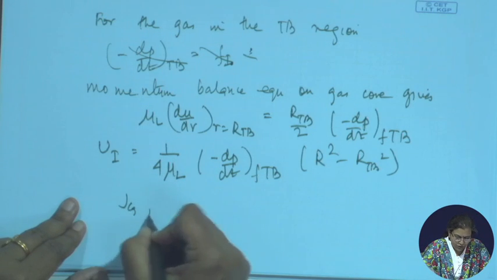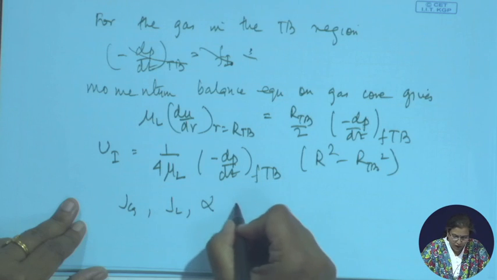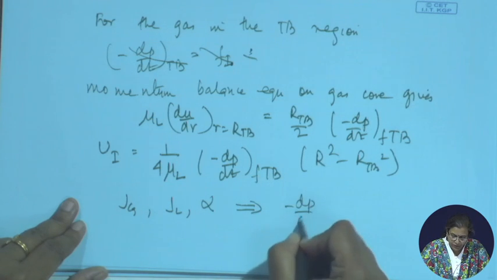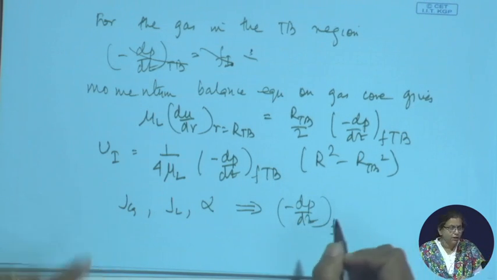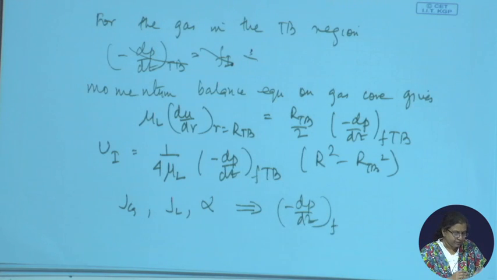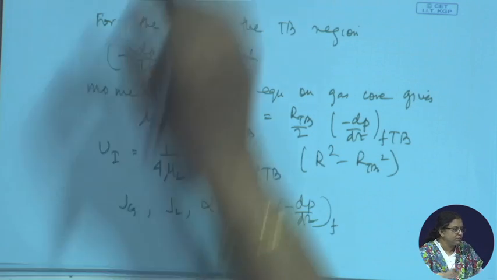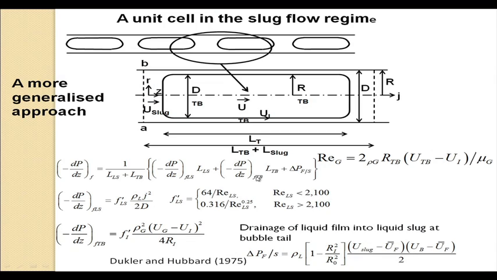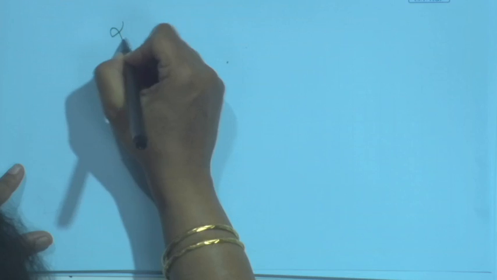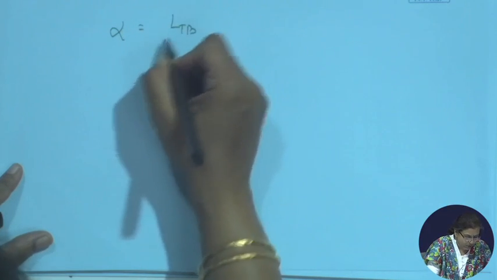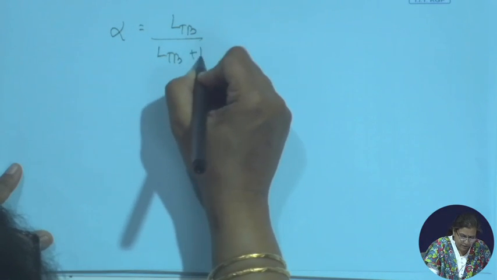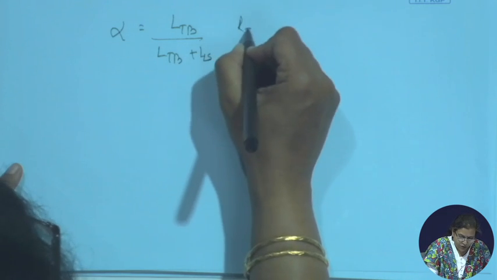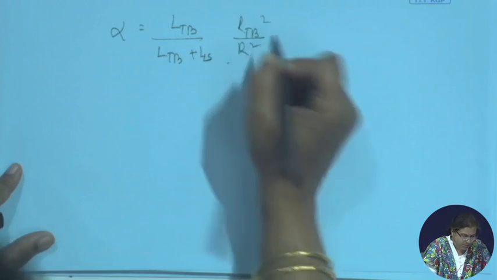Okay. So, if we know Jg, if we know Jl, if we know alpha, then from here we can find out minus dP dz frictional for the entire unit slug. The only thing which we do not know in this particular case, which we need to find out, is the relative length of the liquid slug and the Taylor bubble. Now, this is often derived by considering the expression of alpha, the void fraction. Usually, we know alpha, it is equal to LTB by LTB plus LLS into RTB square by R square, right.